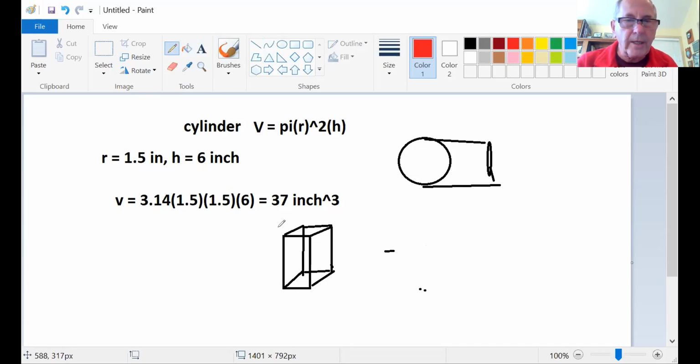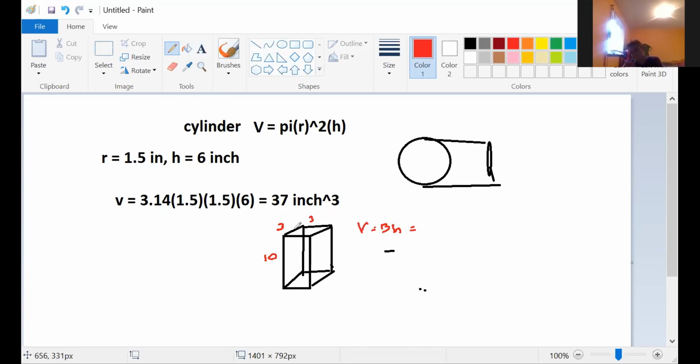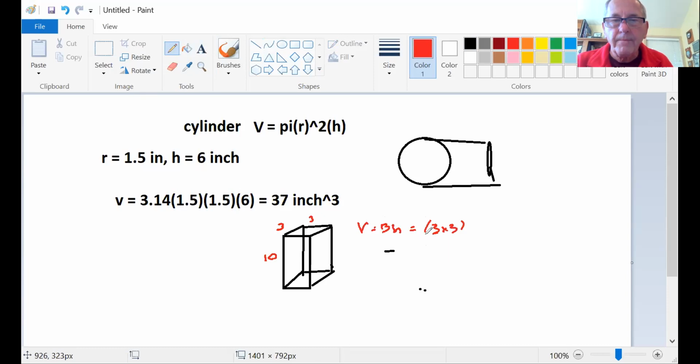So in this one, let's say this was 3 feet and this was 3 feet and this was 10 feet, right? You get the area, you get the base. So volume is equal to base times height, right? Base is 3 times 3, and the height is 10. So this whole thing is equal to 90. And if I said it was feet, it would be 90 cubic feet, right? That's how you would do that.